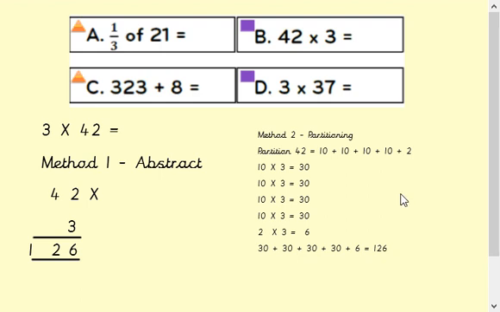Now, if you're feeling super confident, you could have partitioned that into 40 and 2. And then it would be 3 lots of 40 and then 2 lots of 3, which would be 6. That would have made things a little bit more efficient. But it doesn't matter which way you've done it.